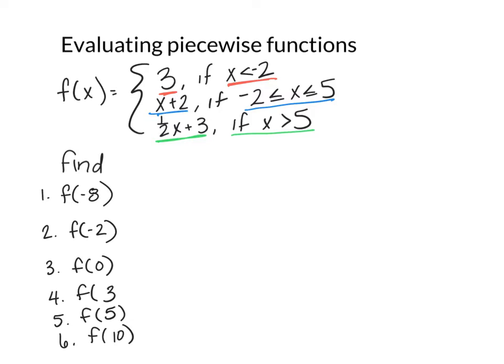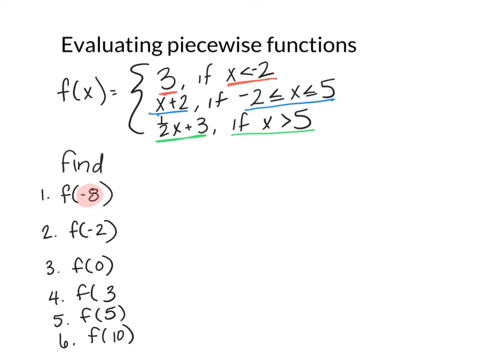So for number 1, f of -8, I'm going to look at my domain and decide if it belongs in the green equation. Is -8 greater than 5? No. Is -8 between -2 and 5? No. Is -8 less than -2? Yes. So this is a red equation, and we'll plug it into the red one when we're done. We're going to classify them all, and then we'll plug them in.